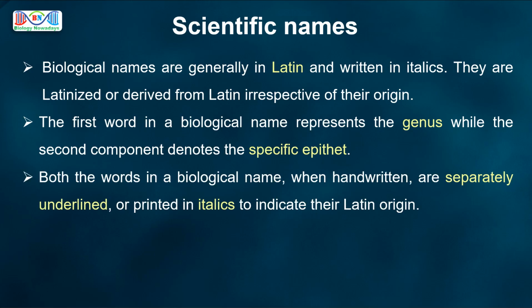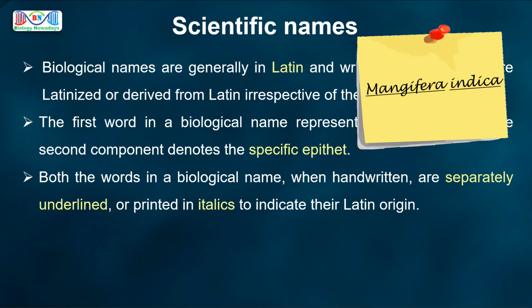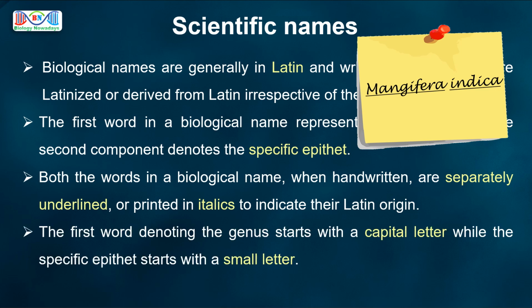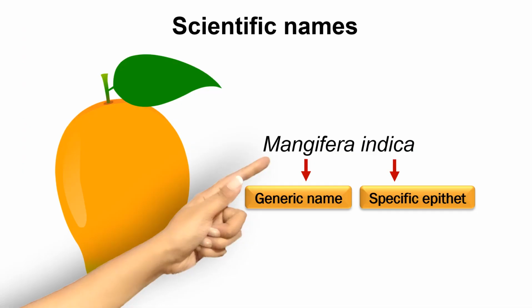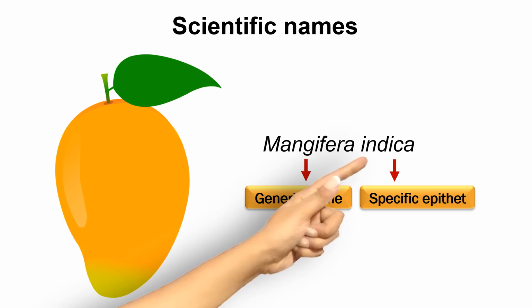Both the words in a biological name, when handwritten, are separately underlined like this or printed in italics to indicate their Latin origin. The first word denoting the genus starts with a capital letter, while the specific epithet starts with a small letter. Here, in Mangifera indica, the generic name Mangifera starts with capital M, and the specific epithet indica starts with the small letter i.